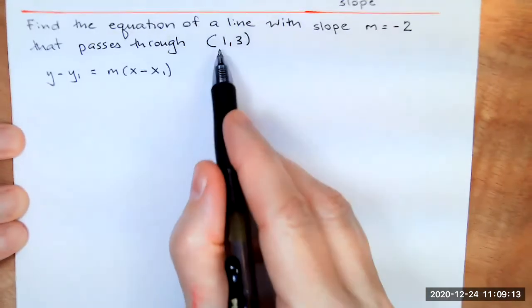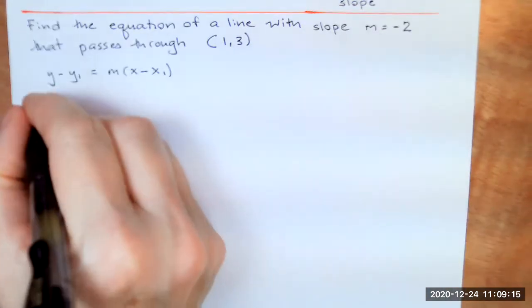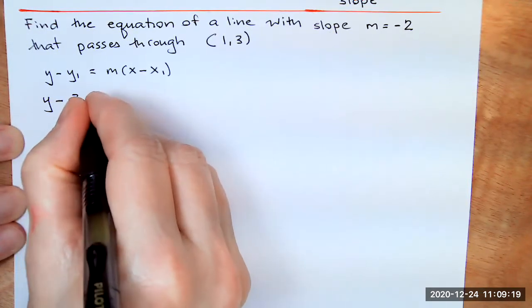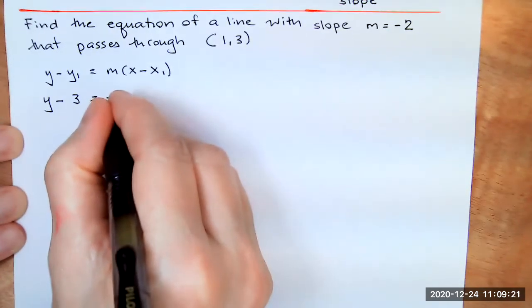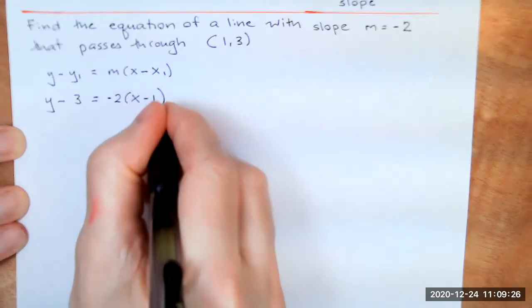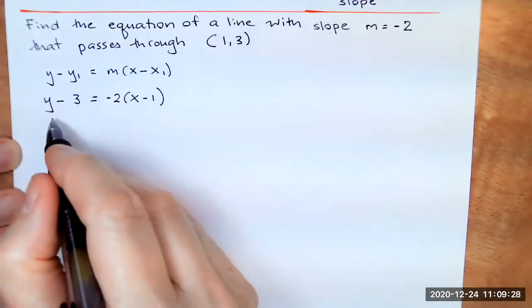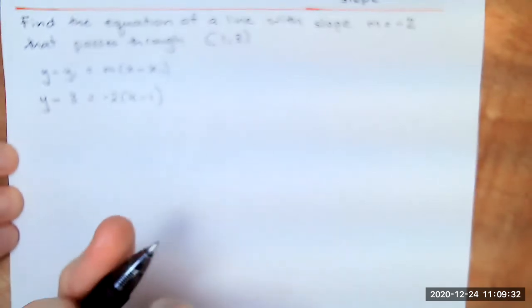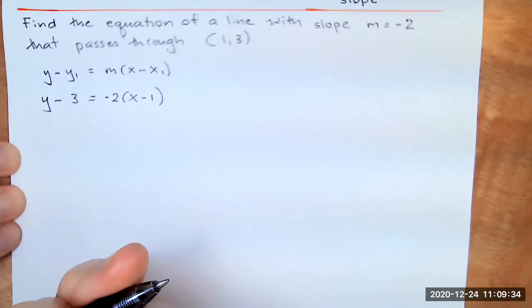All right, so all we have to do is fill in the numbers. y minus 3 is equal to -2 times (x minus 1), and you're basically done. Now, a lot of times you'll be asked to write it in what's called slope-intercept form.